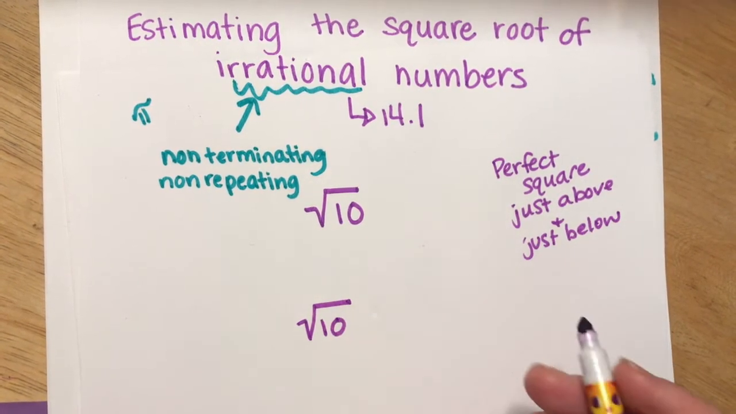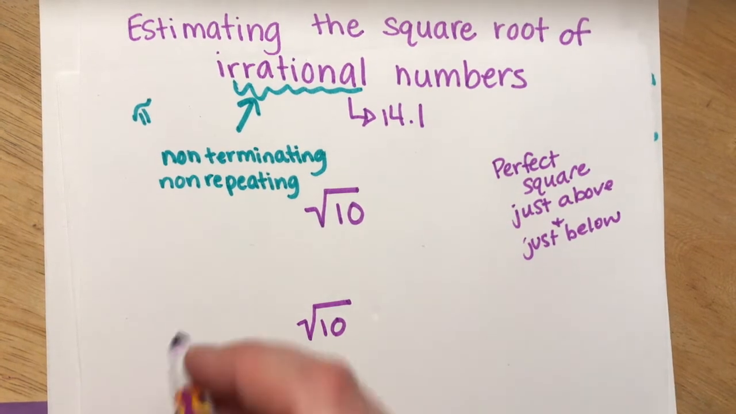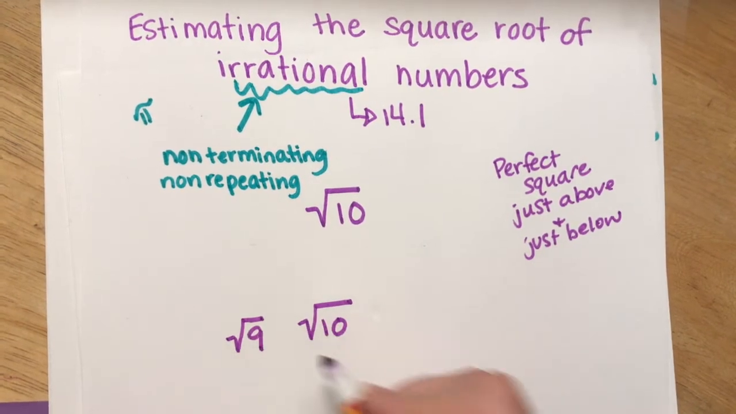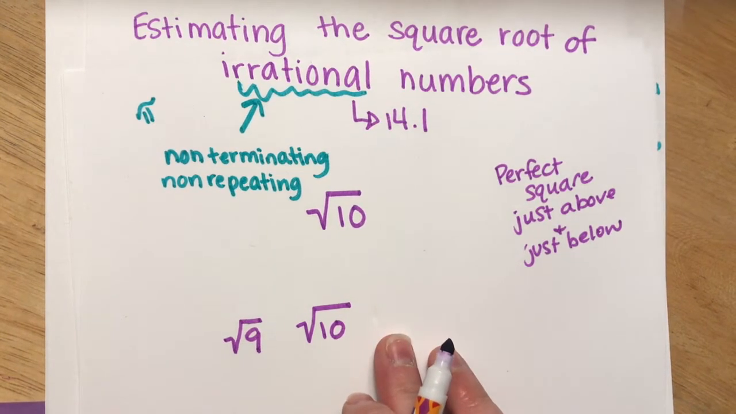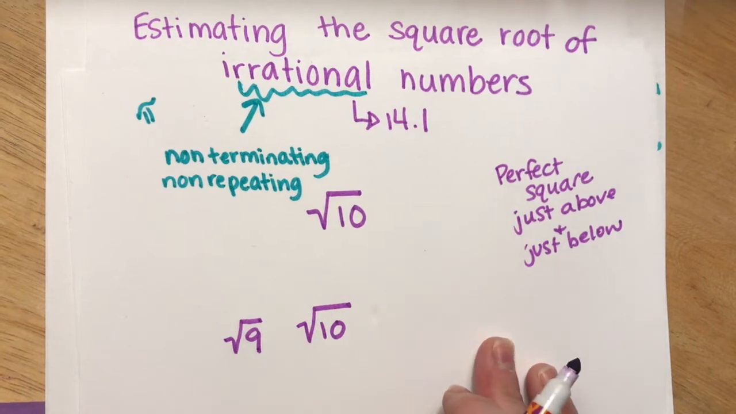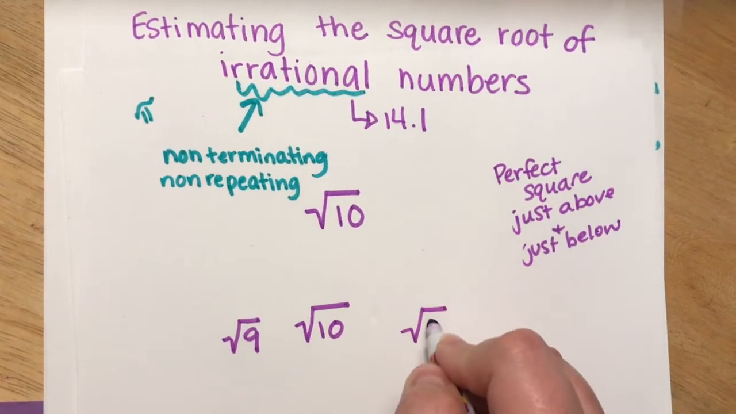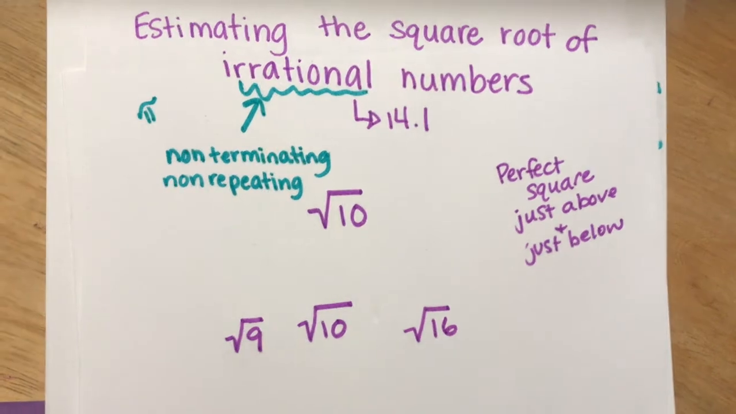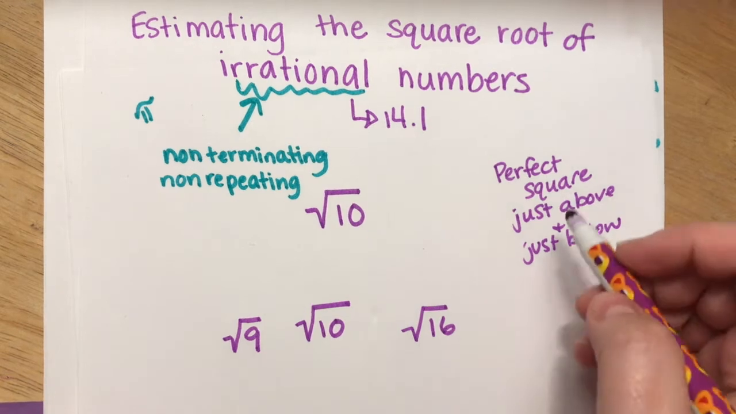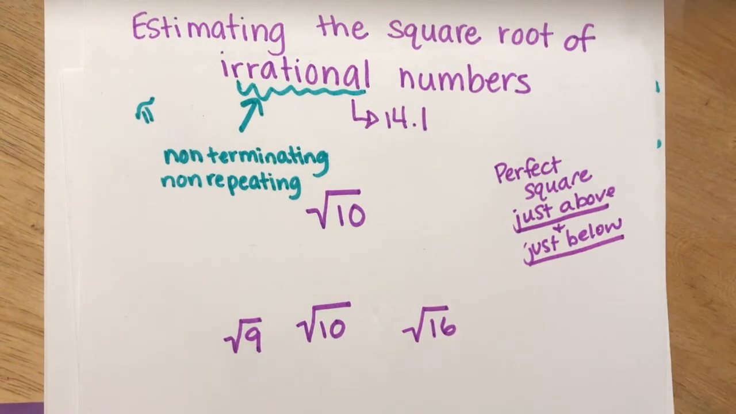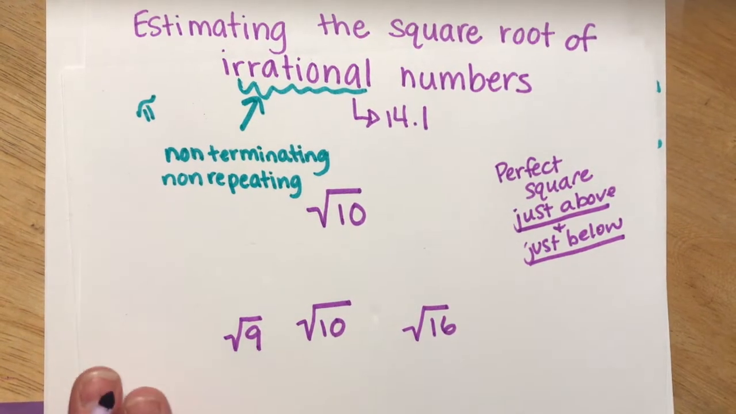It's going to be an irrational number, but the one just below it that is perfect is the square root of 9. And the one just above it: 11 is not perfect, 12 is not perfect, 13 is not perfect, 14 is not perfect, 15 is not perfect, but the square root of 16 is a perfect square. And so we know that it's in between these two numbers. Now it has to be just above and just below. It can't be like the square root of 4 or something like that. It has to be the square root above it and below it. That's where that chart will really come in handy for you.